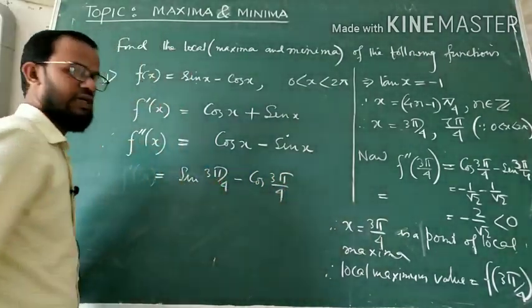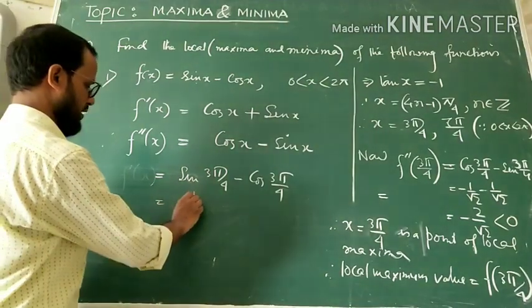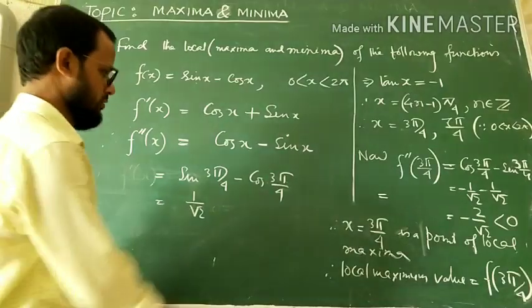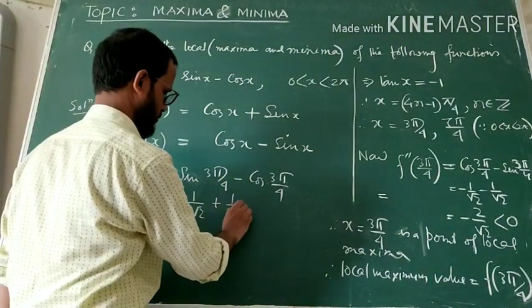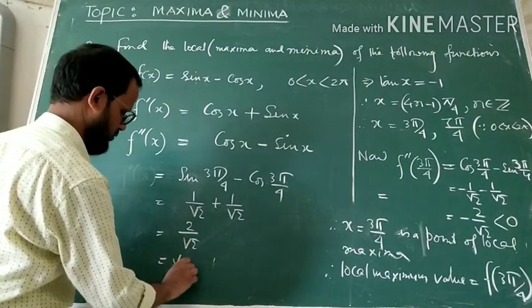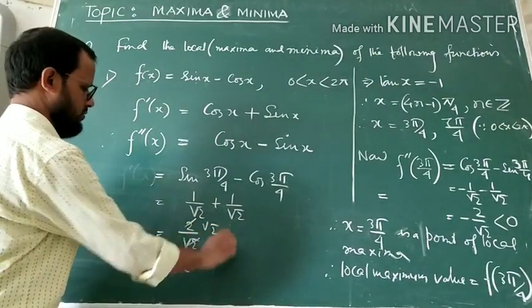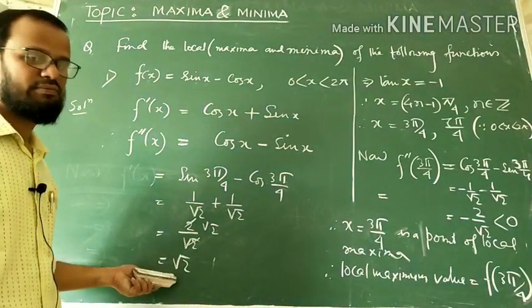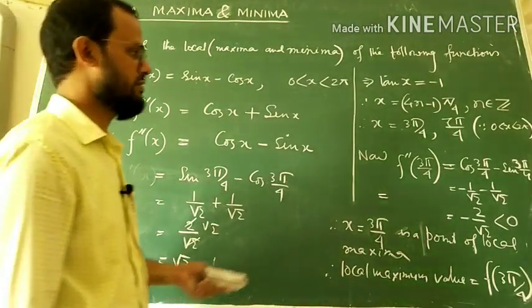We already found sin 3 pi by 4 equals 1 by root 2, and cos 3 pi by 4 is equal to minus 1 by root 2. Minus minus becomes plus 1 by root 2. So finally 2 by root 2 equals root 2. Cancel it, so it is root 2. So this is called the local maximum value of the function at 3 pi by 4.